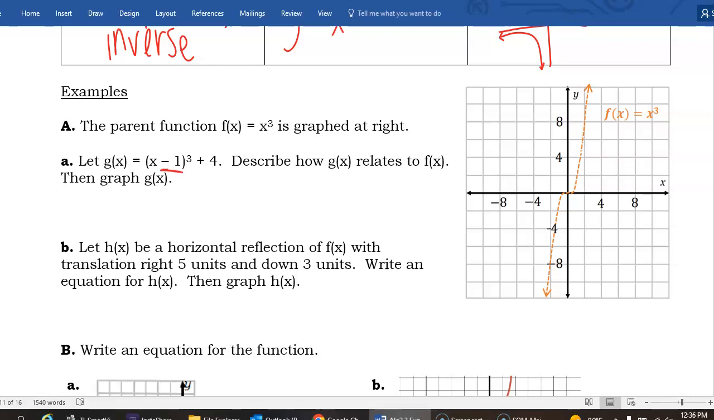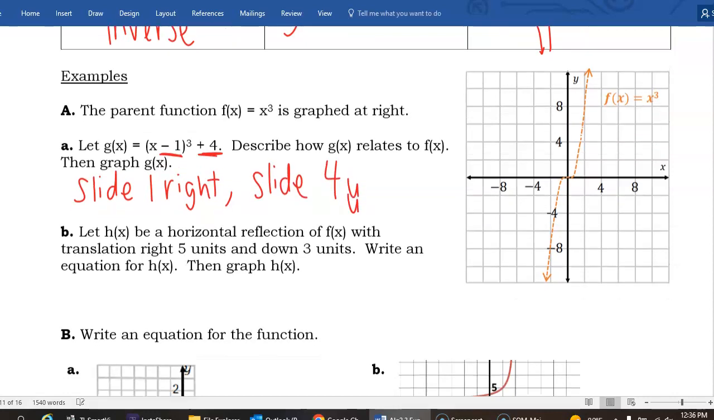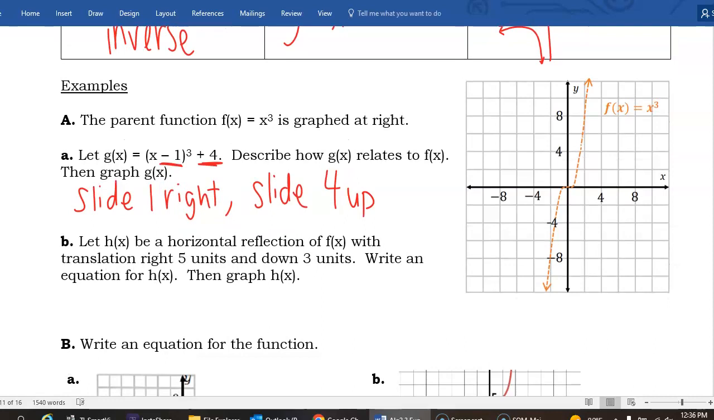When I see a minus 1 here, that means my x to the power of 3 graph is going to slide or translate 1 unit to the right. And then this +4 at the back tells me that our graph is also going to slide or translate 4 units up. Okay, and I'm going to try to graph that as best I can. So my vertex point, my origin point here, needs to go 1 unit right and 4 units up. So this is kind of where it's going to flatten off, and then it's going to increase like that, and it's going to decrease like that. Okay?